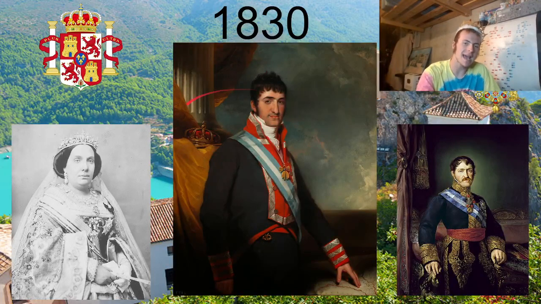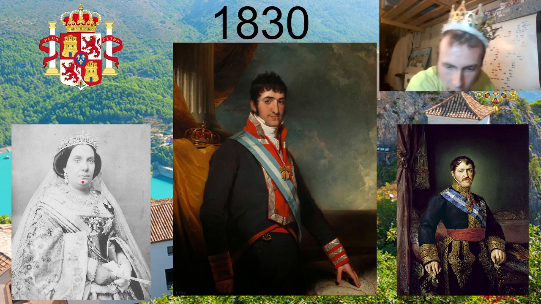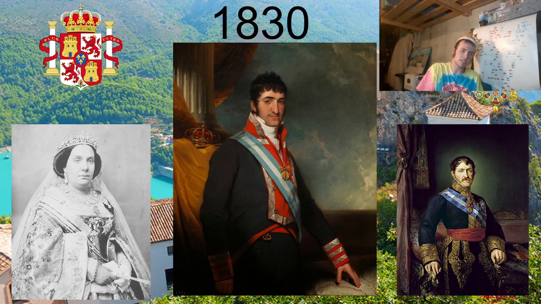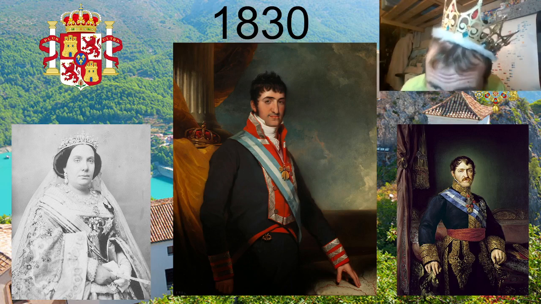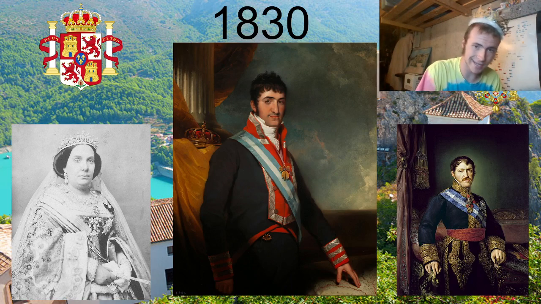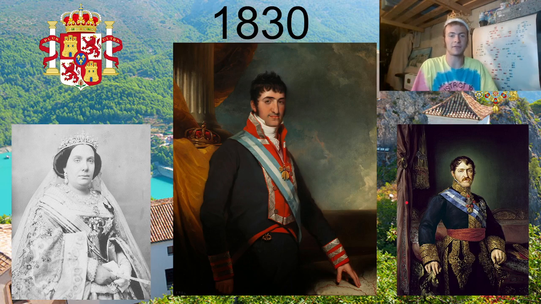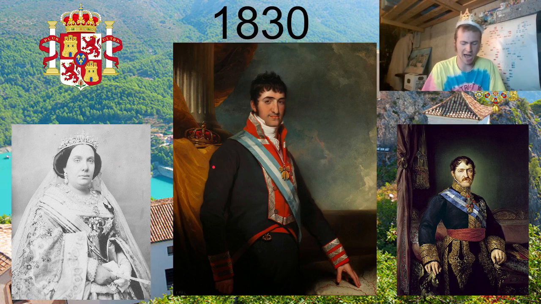Fernando VII has a daughter named Isabella. Now he doesn't know if he's going to have any sons or not, so for now, she's the heir to the Spanish throne. Very crazy what happens there. So Carlos is second in line now after Fernando VII's daughter is now queen. Or not queen, she's princess. Princesa, the heir presumptive.